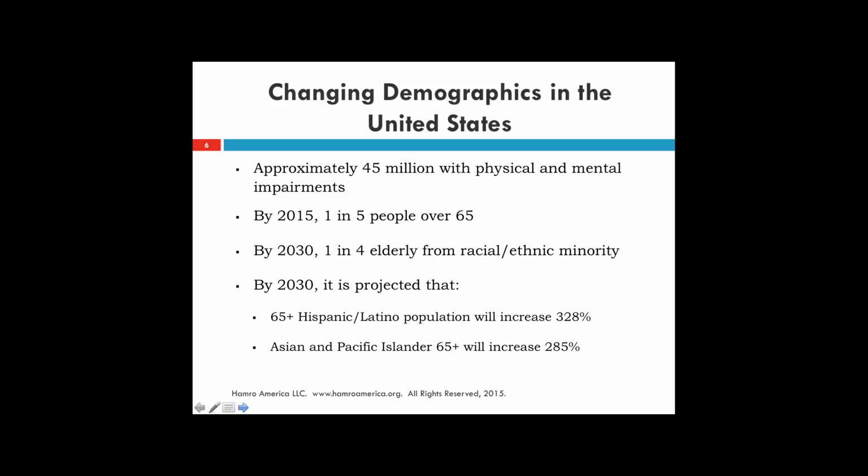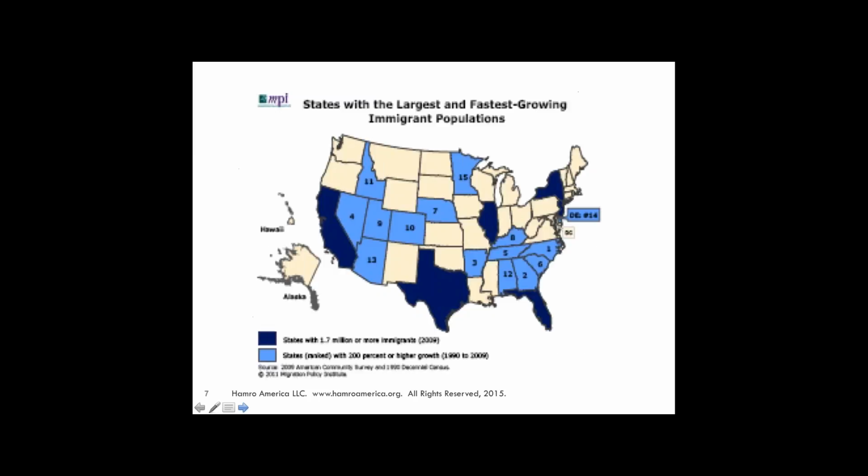By 2030, 1 in 4 elderly persons will be from a racial or ethnic minority group. By 2030, it is projected that the Hispanic or Latino population, 65 and older, will increase by 328%. That is a lot. And the Asian and Pacific Islander population, 65 and older, will increase by 285%. So this is a map that shows where most of the diverse population live.